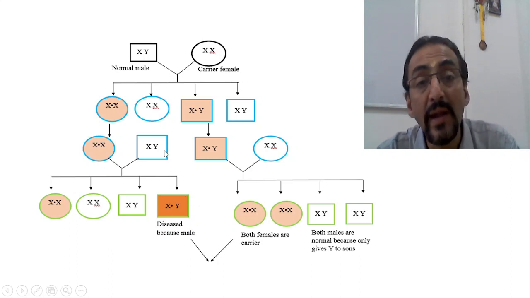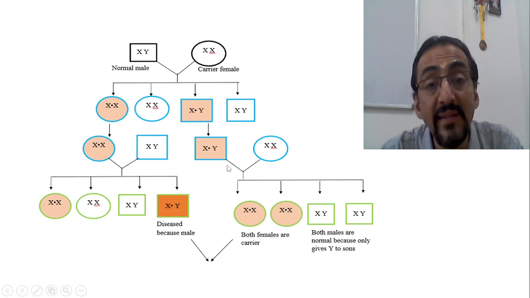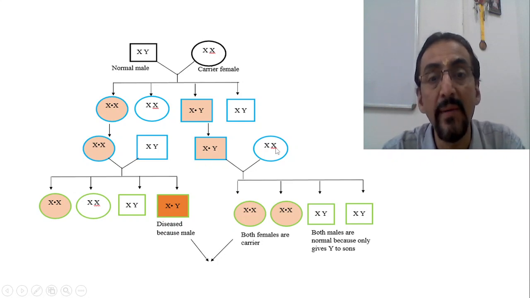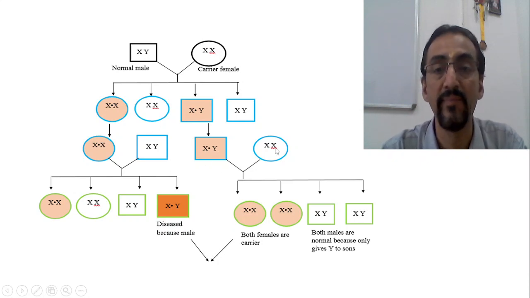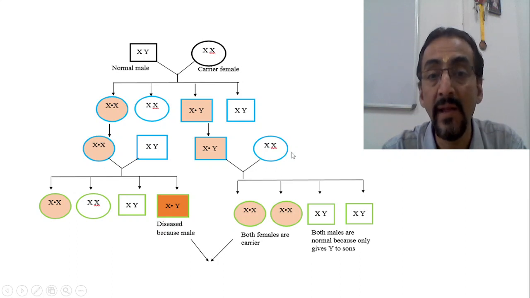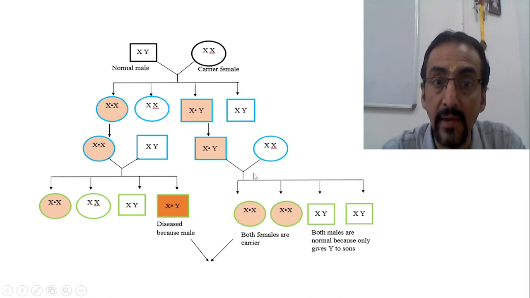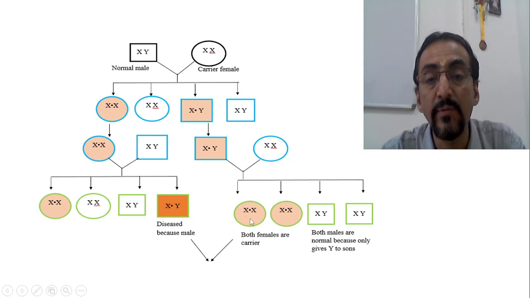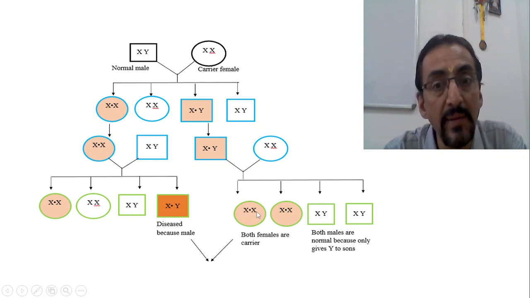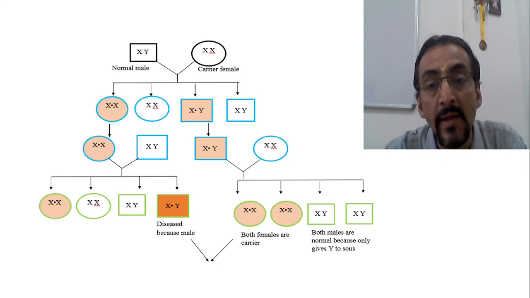You look at here. A diseased male marries a normal female. Now for a diseased male, what is the possibility here? This is a female, she becomes a carrier. This is also a female, she becomes a carrier. So this is XY normal, and this is XY normal.